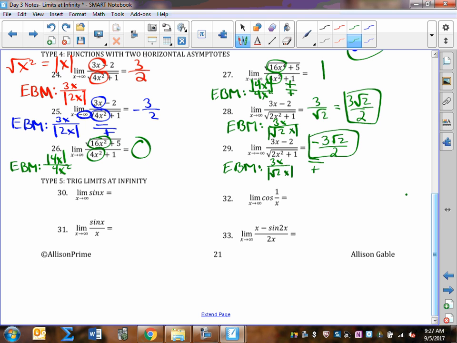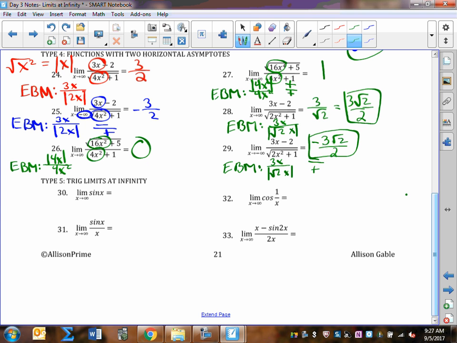Okay. So again, be mindful of the fact that you might have those two horizontal asymptotes. It's basically when you see that radical thrown in there. And don't automatically assume negative infinity indicates a negative horizontal asymptote. Questions on those? They're not that much.